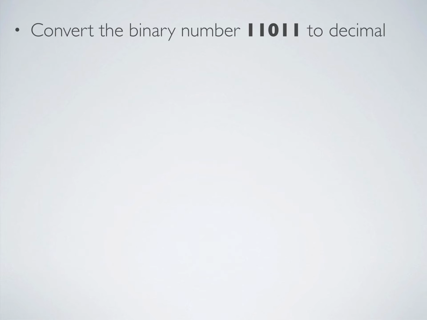Alright, go ahead, work on this one on your own. So go ahead and do this on paper. The binary number, again, this is in base 2, is 11011. Go ahead and convert this into a decimal or base 10 number. And when you're done, unpause the video.